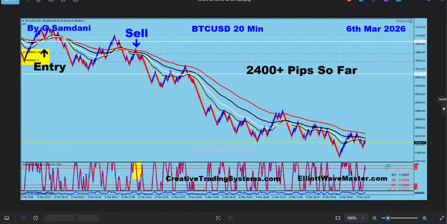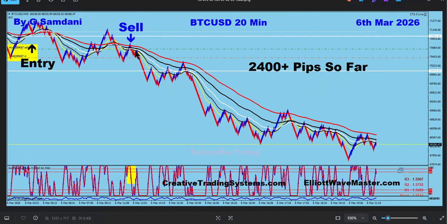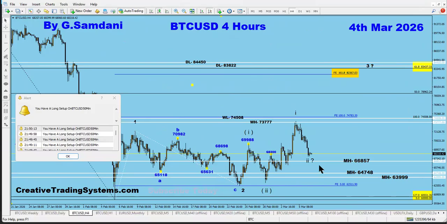And this is the last one. Bitcoin going to the downside, big move to the downside here. Let me show you what move this is. And it's dropping. See this one here? I had it from here. That's going to go all the way here for wave 3.